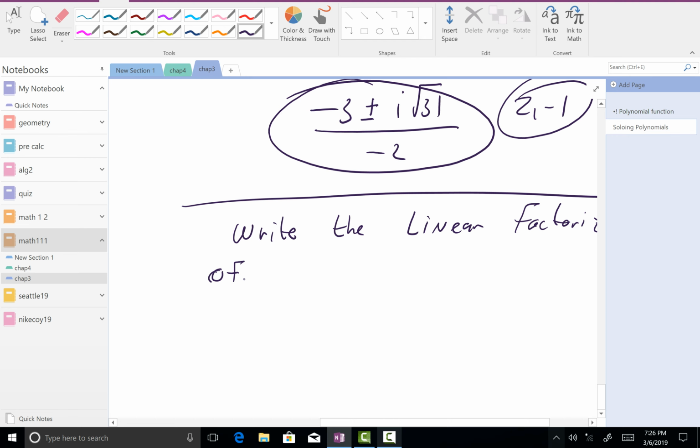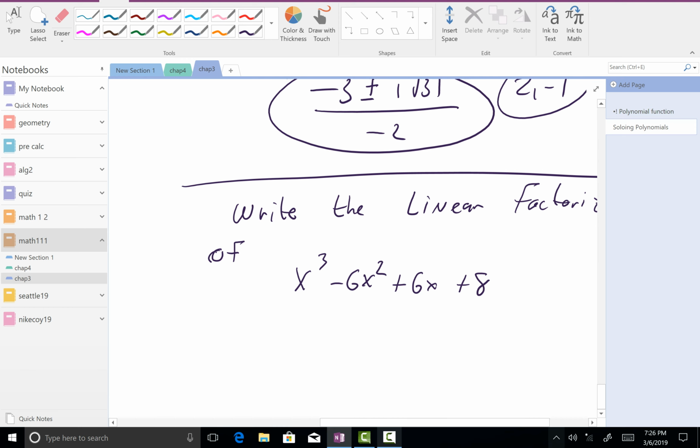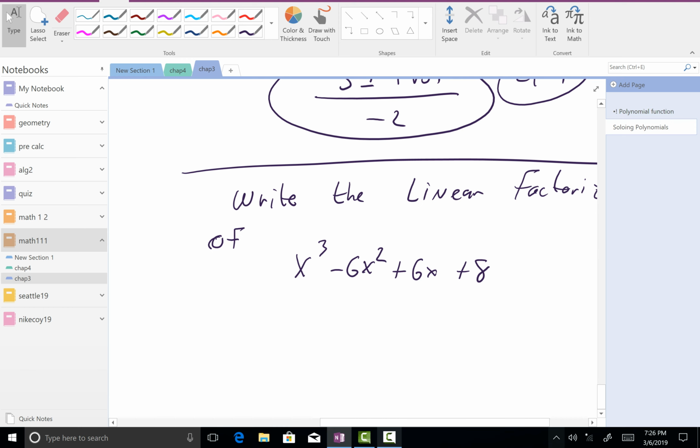Okay, so let's give this one a shot. So we're going to have x cubed minus 6x squared plus 6x plus 8. Okay, so here's what I want to do. We're going to graph it. All right, see if you can find an x-intercept.